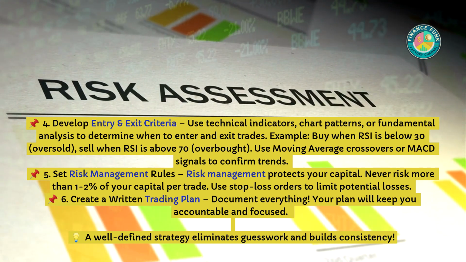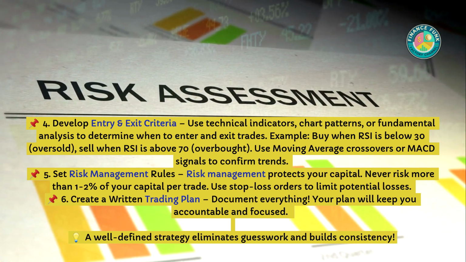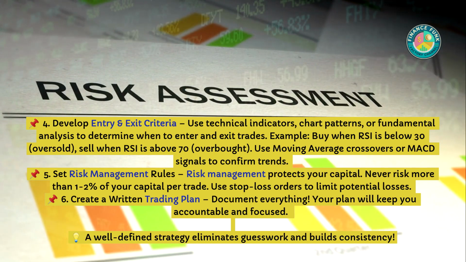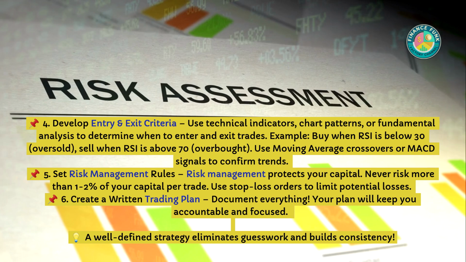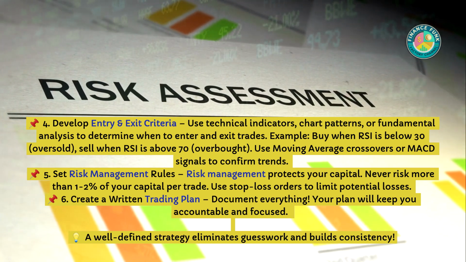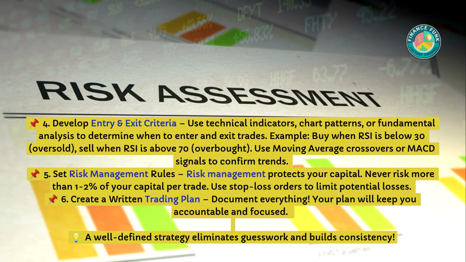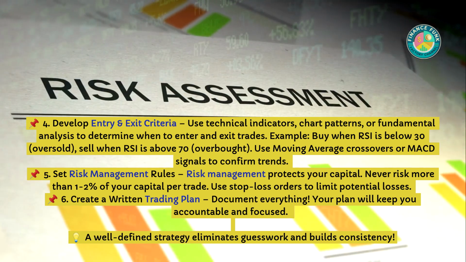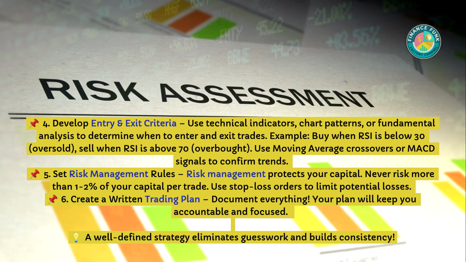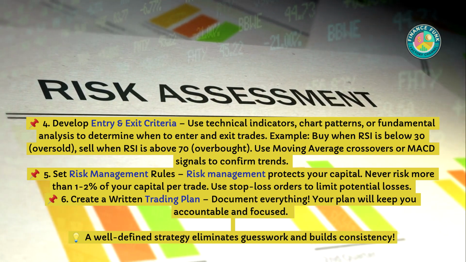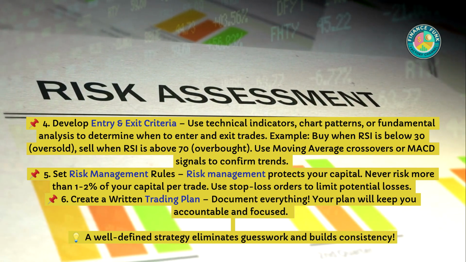5. Set risk management rules. Risk management protects your capital. Never risk more than 2% of your capital per trade. Use stop-loss orders to limit potential losses. 6. Create a written trading plan. Document everything. Your plan will keep you accountable and focused. A well-defined strategy eliminates guesswork and builds consistency.